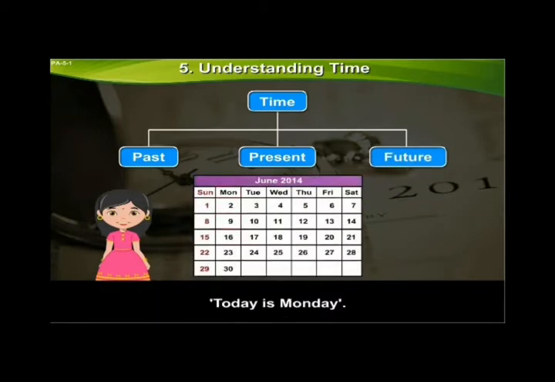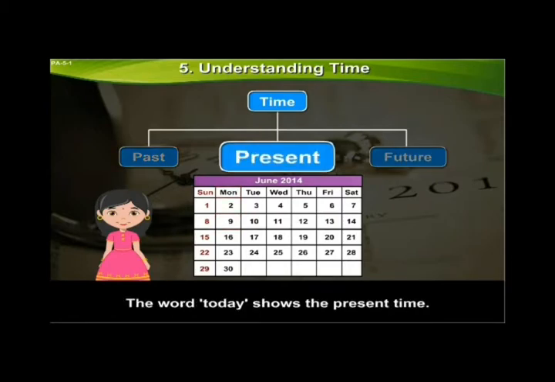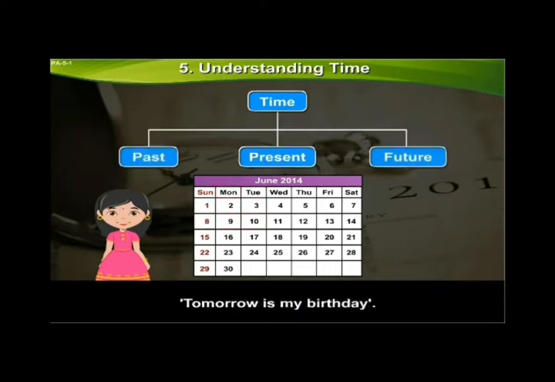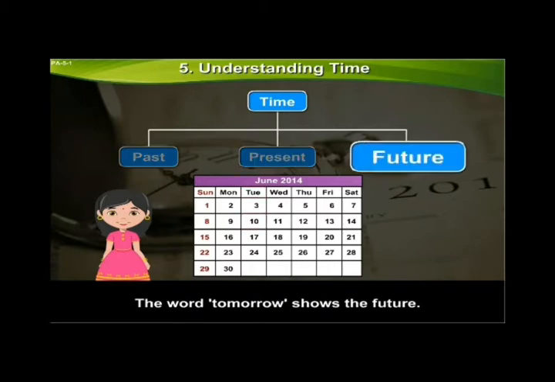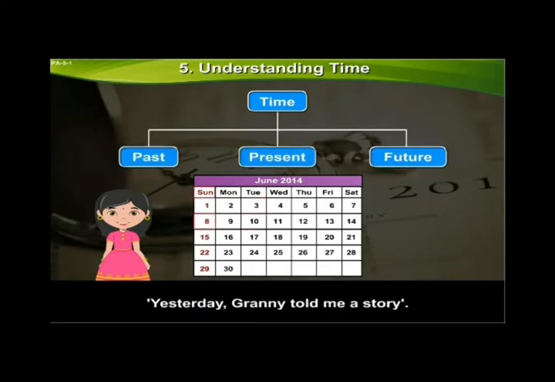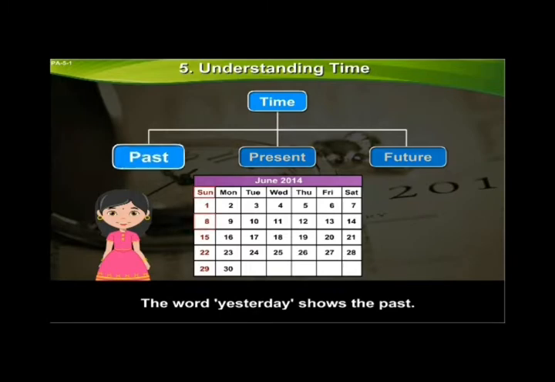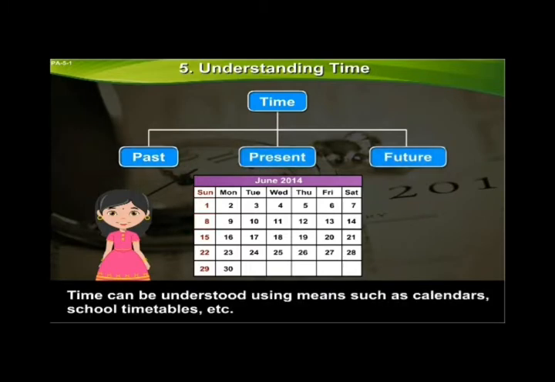Today is Monday. The word today shows the present tense. Tomorrow is my birthday. The word tomorrow shows the future. Yesterday, Granny told me a story. The word yesterday shows the past.